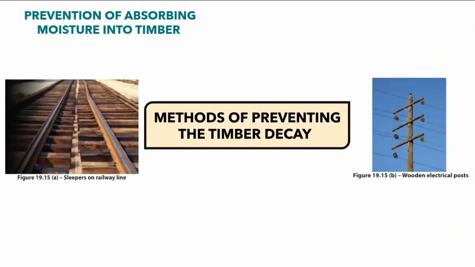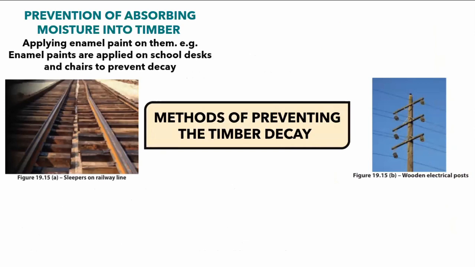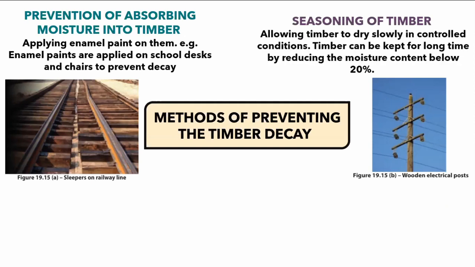Prevention of absorbing moisture into timber. By preventing the absorption of moisture, we can minimize the growth of fungi inside timber. And this can be done by applying enamel paint on them. For example, enamel paints are applied on school desks and chairs. Seasoning of timber can be done by allowing timber to dry slowly in controlled conditions. Timber can be kept for a long time by reducing the moisture content below 20%. Seasoning of timber can be observed in carpenters' workshops.